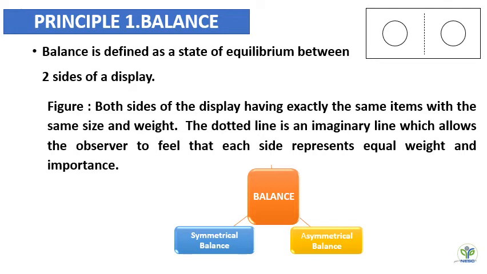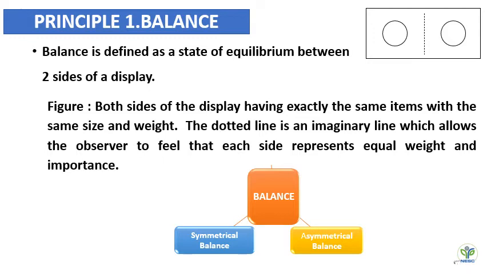As shown in the figure, both sides of the display have exactly the same item with the same size and weight. The dotted line is an imaginary line which allows the observer to feel that each side represents equal weight and importance.